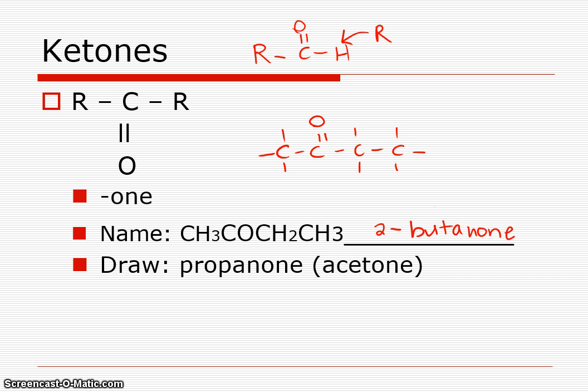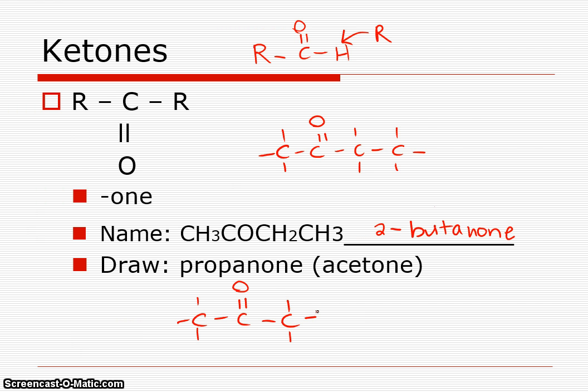Opposite, let's do propanone. The common name for propanone is acetone. But acetone doesn't give you any information on how to draw it. But just know that some of these compounds have common names. And so propanone is 3 carbons, 1, 2, 3. And we don't have to have a number with propanone because if I were to put this oxygen on the end here, it would go back to being a carboxylic acid. So in order for it to be a ketone, the only place that oxygen can go is in the middle.